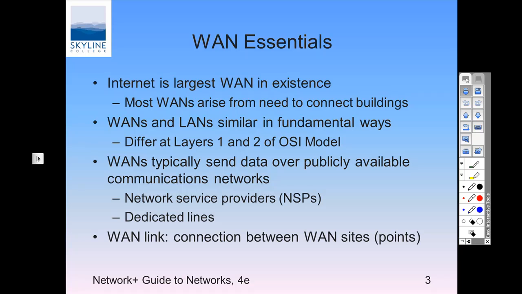Connection between WAN sites, points. We have to have the same protocols at each end so that they can communicate with each other. And that's typically, honestly, going to be dictated by the ISP, whatever you buy. It's just like, how many of you buy cable? Cable internet. Some people buy DSL.